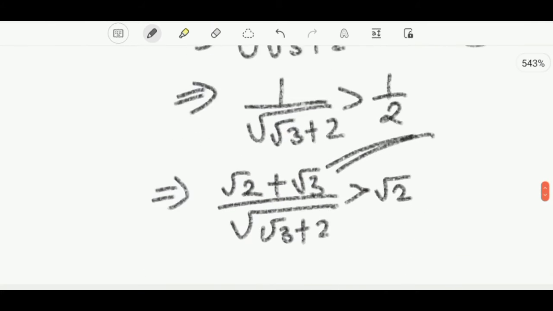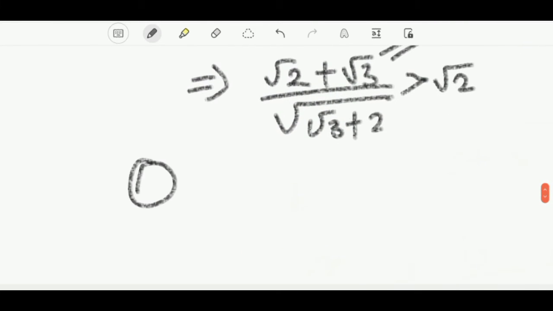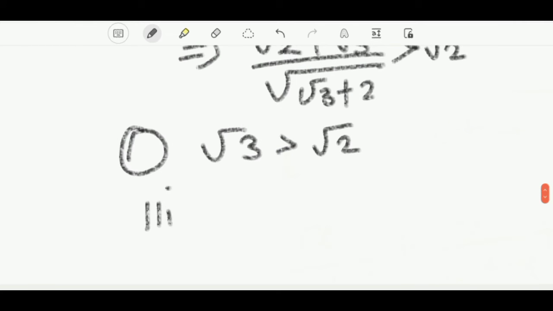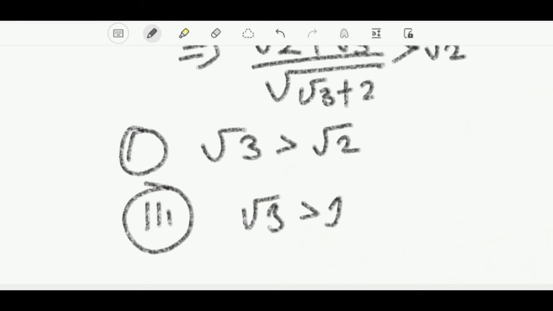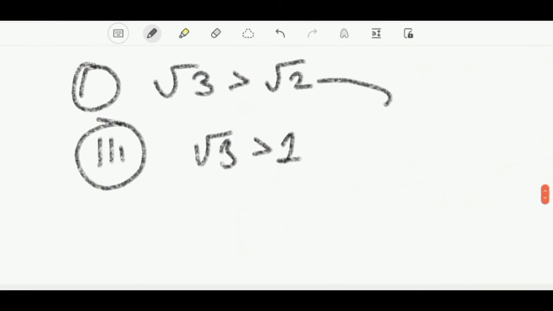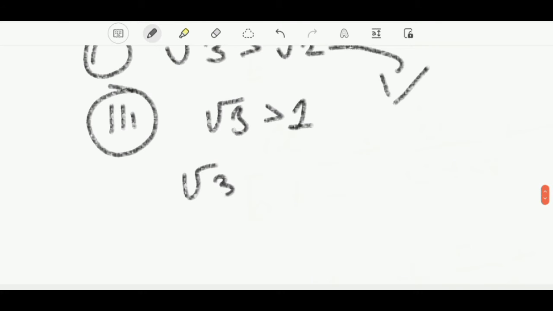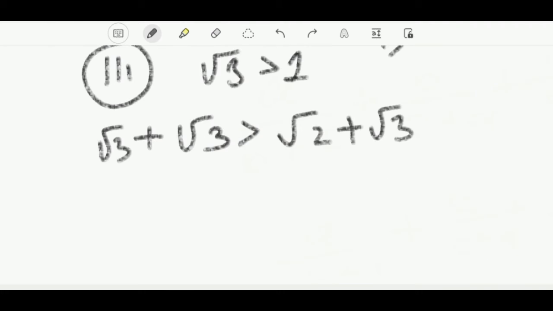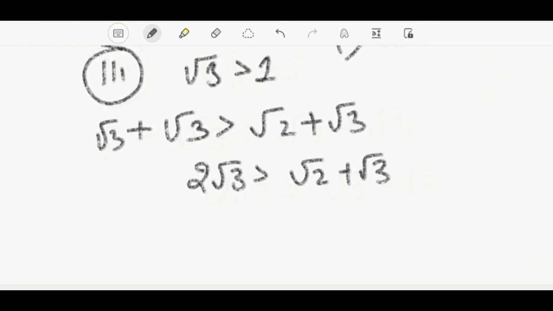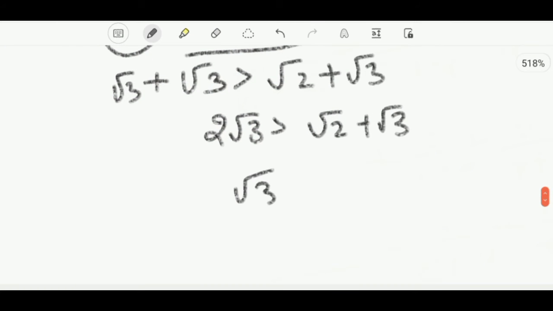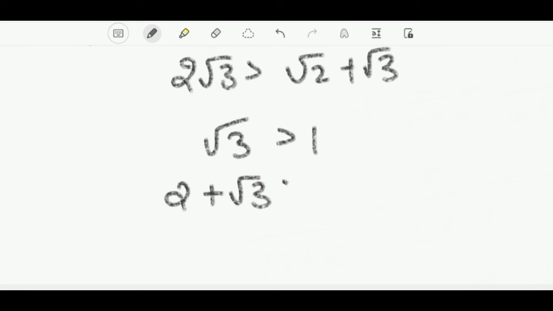So again, I'm going to use our first result, which is square root of 3 is greater than square root of 2, and this time I'm going to use another elementary result, which is square root of 3 is greater than 1. And with this, square root of 3 greater than square root of 2, I'm going to add square root of 3 to both sides. We'll obtain 2 square root of 3 is greater than square root of 2 plus square root of 3. And with this second result, square root of 3 is greater than 1, I'm going to add 2 to both sides. We'll get 2 plus square root of 3 is greater than 3.